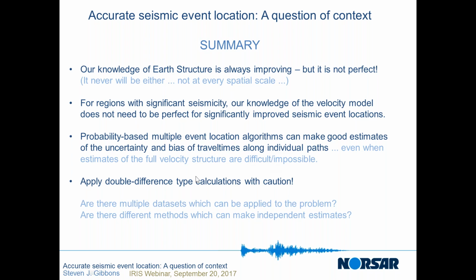And I want to think a little bit of caution with the double difference type. Can we validate all of the estimates we make with different kinds of measurements and try and build a more complete picture of the accurate relative location estimates?